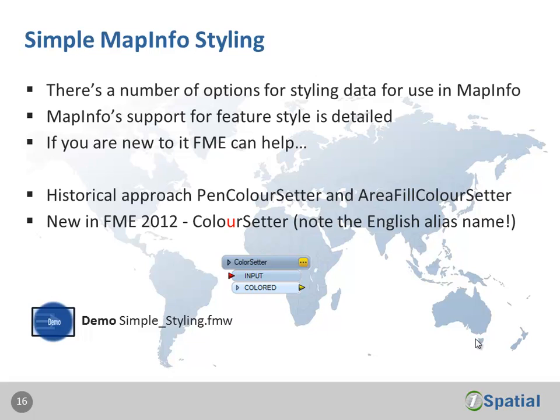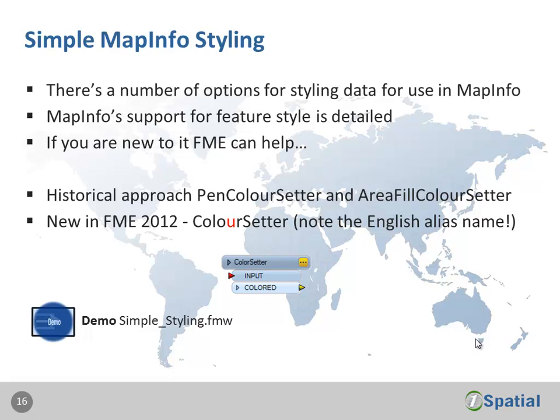We'll start simple and make our way to more advanced styling methods. As I said, there's a number of options, and if you're new to FME, then you can quite quickly get up and running. The MapInfo support for styling is quite rich. So what we're going to do initially is start with a transformer called the color setter. If you've been familiar with FME for a while, you'll know that the pen color setter and the area fill color setter were the transformers that you might have used in the past.